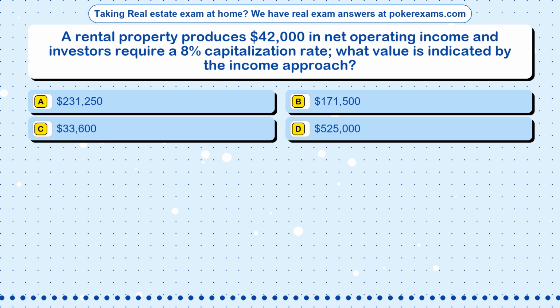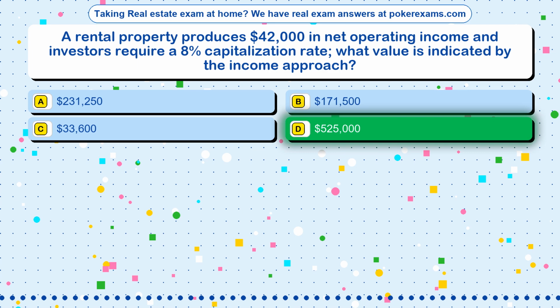Question 72. A rental property produces $42,000 in net operating income and investors require an 8% capitalization rate. What value is indicated by the income approach? Option A, $231,250. Option B, $171,500. Option C, $33,600. Option D, $525,000.